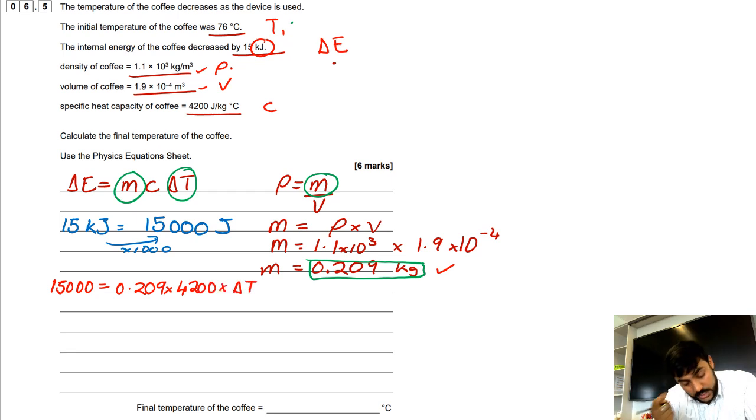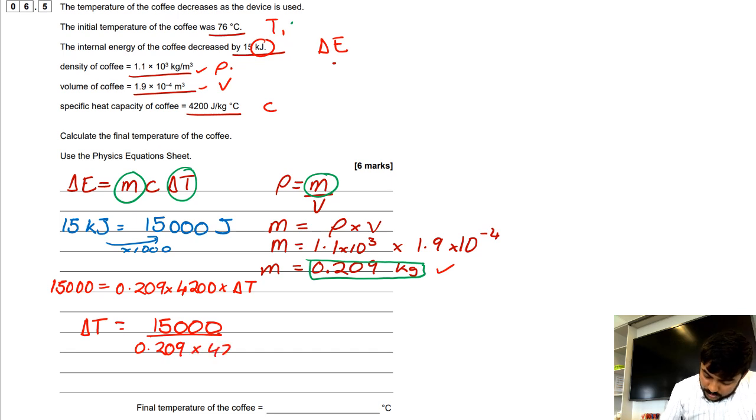Remember, we don't know what the change in temperature is yet. But we can calculate the change in temperature now, and that gives us 15,000 divided by 0.209 times by 4,200. Now, if you want more practice on rearranging equations like this, you have to start off with more basic ones. However, just really quickly, I'm going to put those terms together in the formula, and then I'm going to show you how it rearranges on the side.